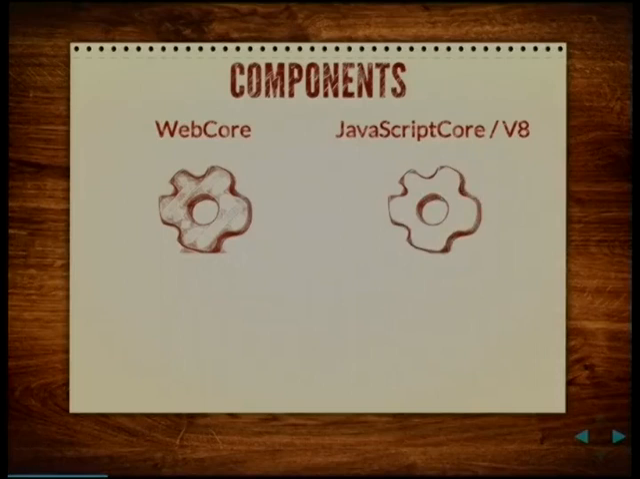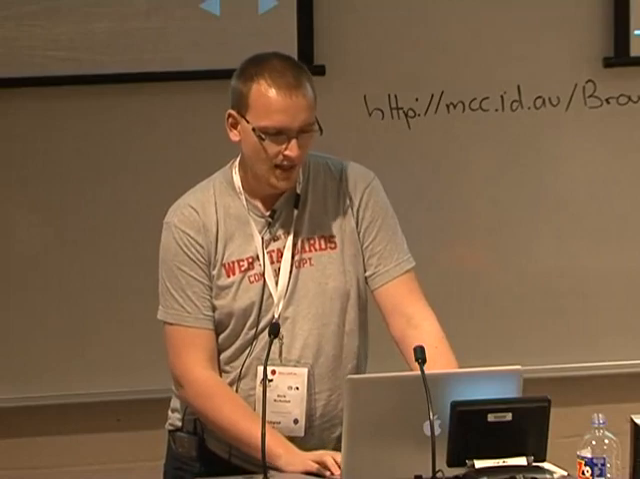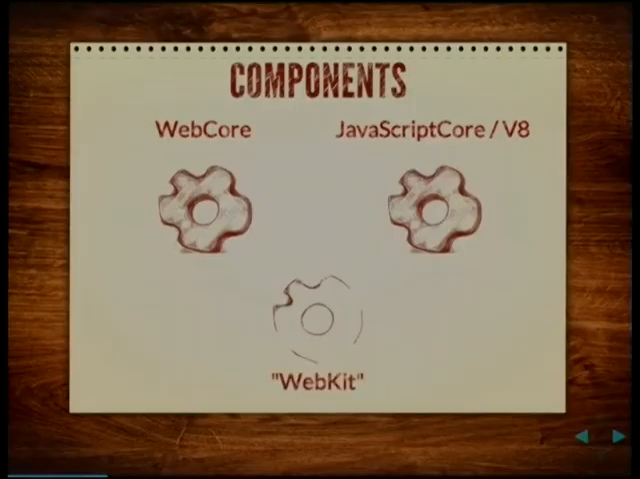And together, Web Core and JavaScript Core have some bindings so that they can actually work together. JavaScript is able to manipulate websites so that you are able to create web applications. And then there's a third part. I call it WebKit because it mainly stays in the WebKit folder, in the WebKit repository.